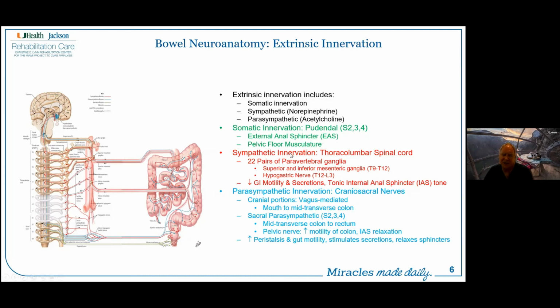Sympathetic innervation, and again, this is represented by all of the red lines that are going to the gut here. Sympathetic innervation comes from the thoracolumbar regions of the cord.